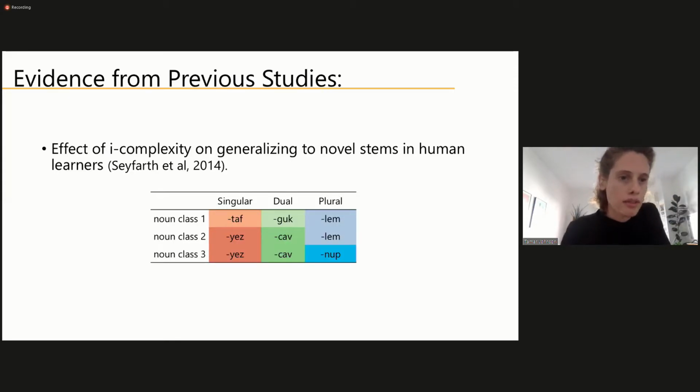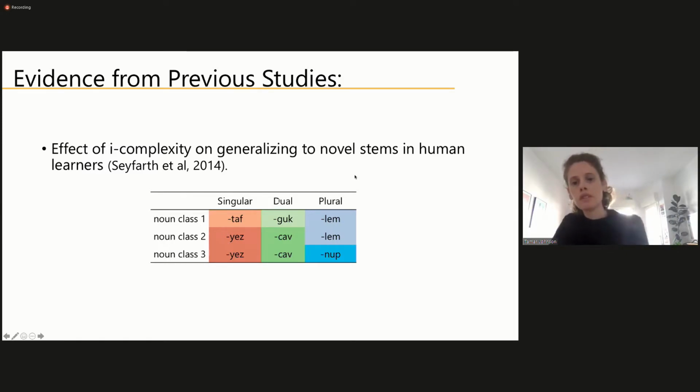There is already some evidence from previous studies for the effect of I-complexity, specifically on generalizing paradigms to novel stems with human learners. Seyfarth et al. from 2014 trained participants on an artificial language where nouns were marked for 3 numbers, singular, dual, and plural, with suffixes, and according to one of 3 noun classes. In their paradigms, the singular form predicted the dual form, but not the plural. The plural forms were not predictive of the dual forms.